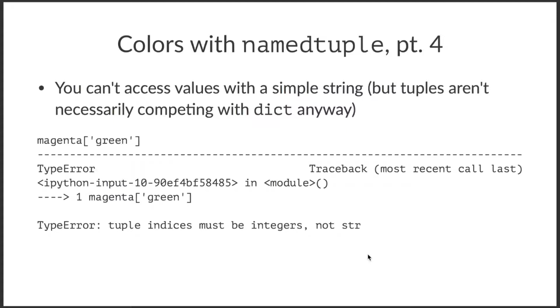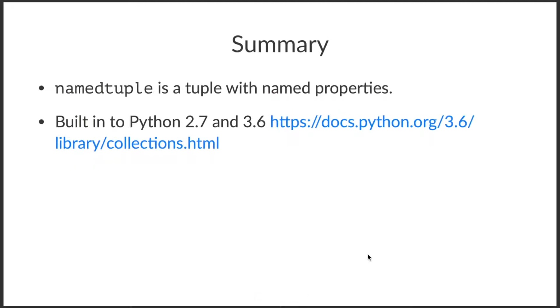Now the other thing, and this is why I said it's not directly a competitor to a dictionary, it just gives you a nice friendly word to read in your source code. You can't use a string for it. So you can't just give it square brackets with a string, like a dictionary. You must use the magenta dot whatever, or the actual property on the tuple. And it will give you this kind of weird error message if you try to do it: "Tuple indices must be integers, not string." Just know that you're using a named tuple, so that could be a named property as well.